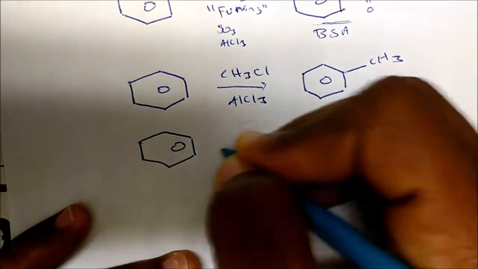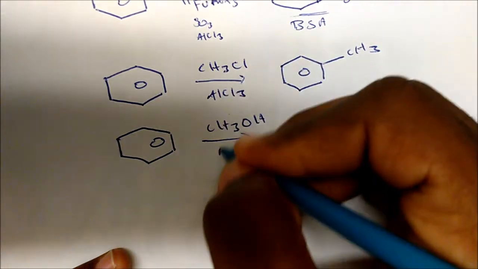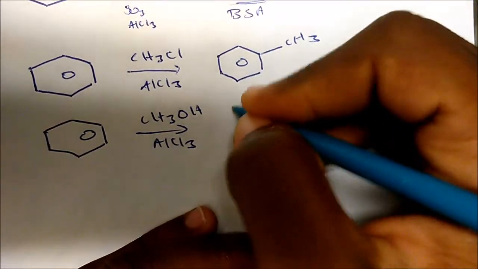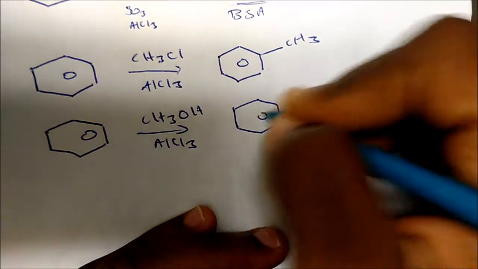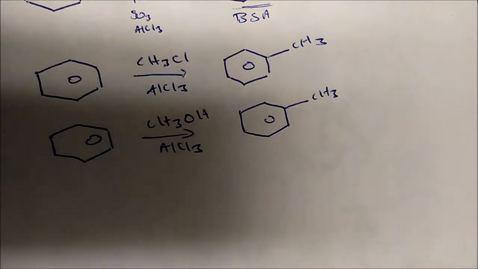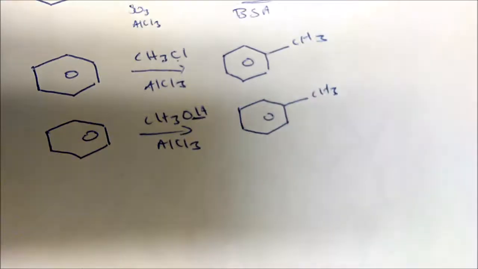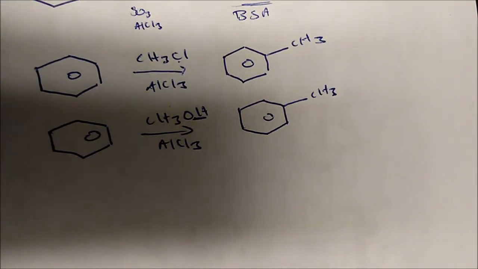Now what if I take benzene and add methanol and aluminum trichloride? Here's what I get. You get toluene. So just remember we said that Friedel-Crafts alkylation, or electrophilic aromatic substitution, I could do these with any alkyl halide, like chlorine. I could do this with an alcohol, and we could also do it with alkenes. Okay, so just remember that.